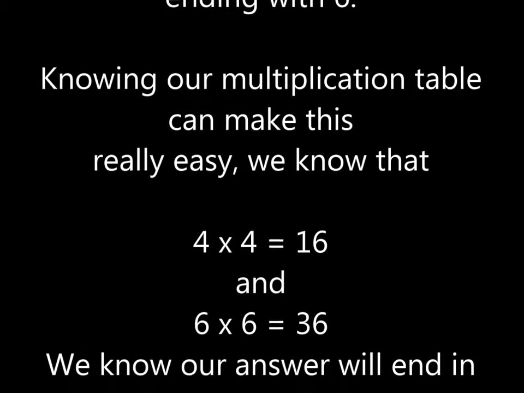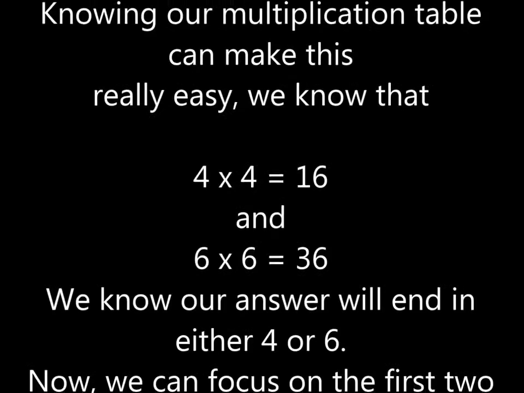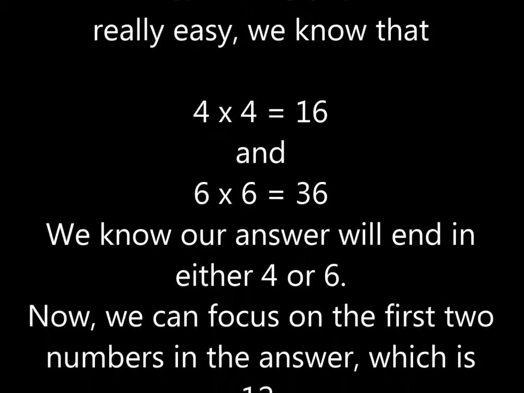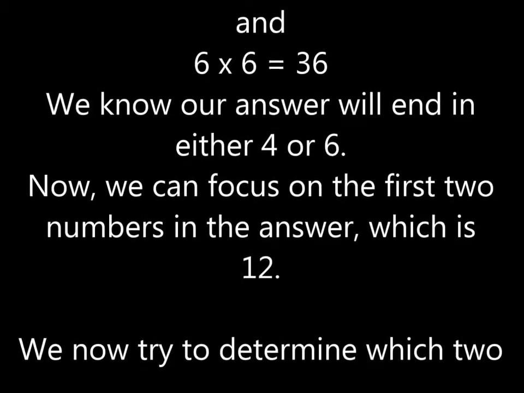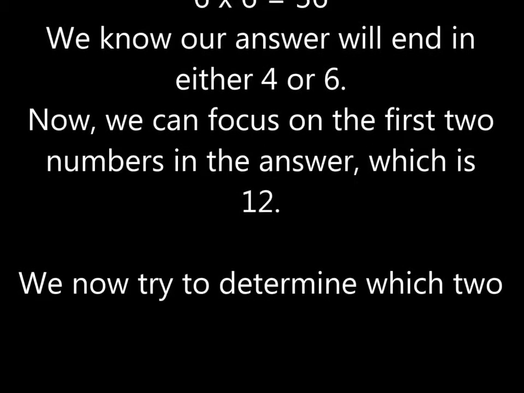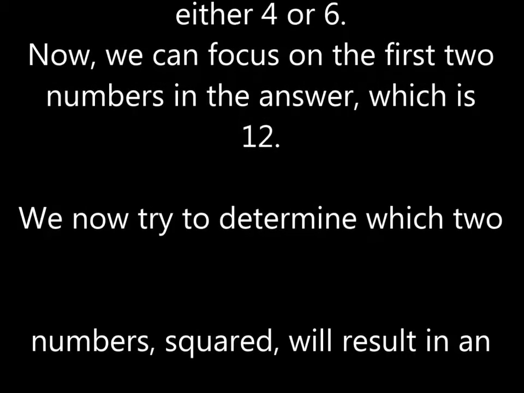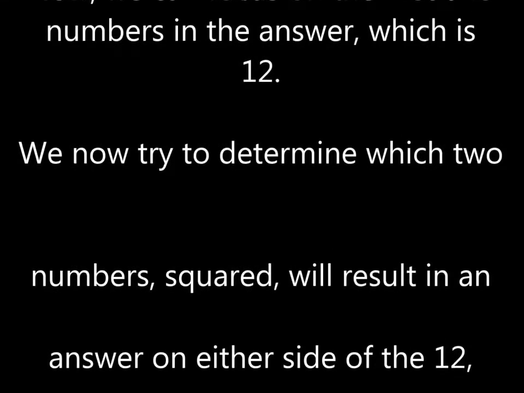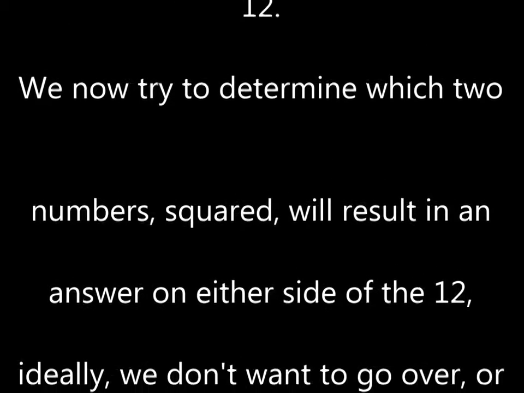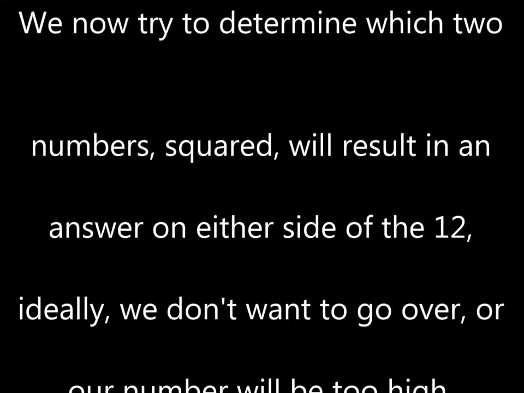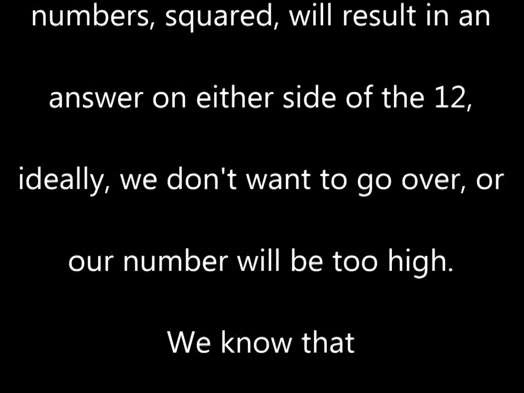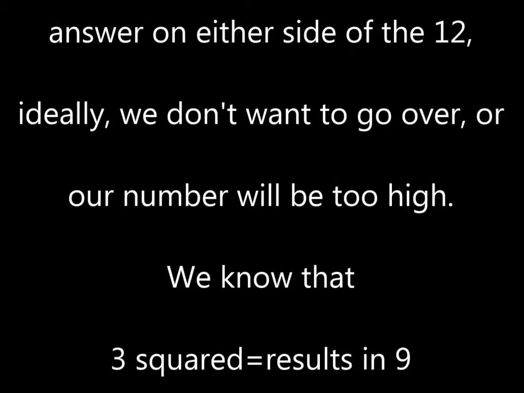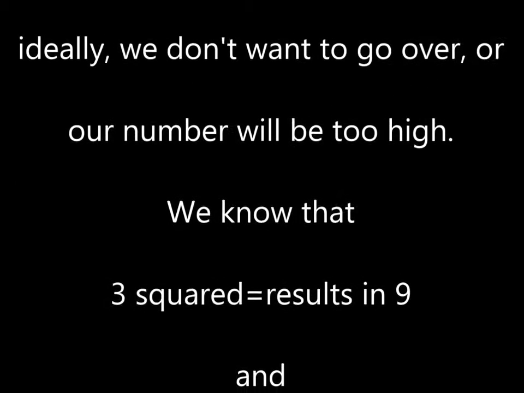Now we can focus on the first two numbers in the answer, which is the number 12. We now try to determine which two numbers squared are going to result in an answer on either side of the 12. Now ideally we don't want to go over that 12 or our number is going to be too high. Now we know that 3 squared results in 9 and 4 squared results in 16. So we'll simply take that first set of calculations and tag them on at the end.